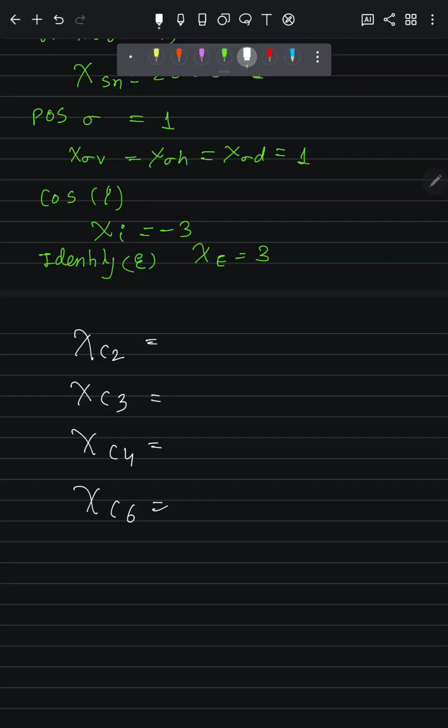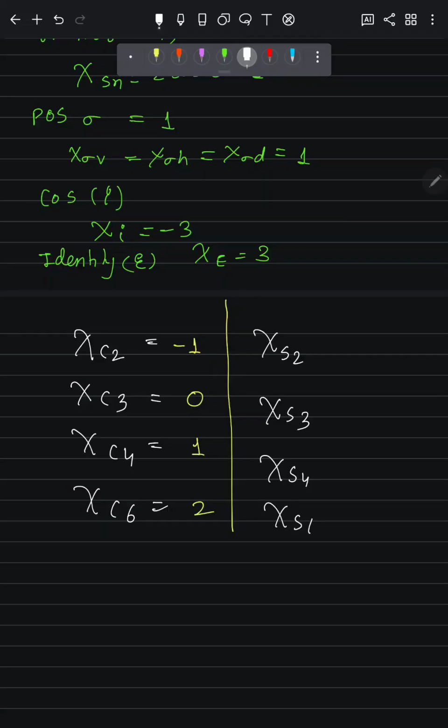So for the character of C2, the value will be -1, for C3 the value will be 0, for C4 it's 1, and for C6 it's 2. And just like that for the characters of S2, S3, S4, and S6, the values from bottom to top are: for S6 it's 0, for S4 it's 1, for S3 it's -1, for S2 it's -2, and here -3. So these are the characters generally used in formation of a character table.